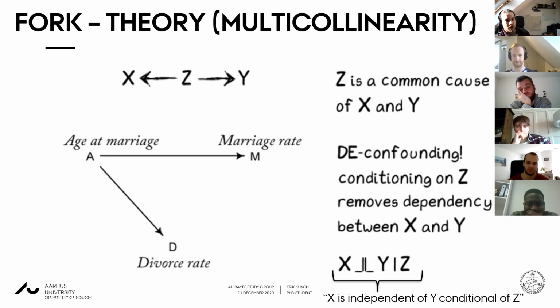Which then brings us into this mathematical notation and deconfounding. This is called a confound because of Z being a common cause of X and Y. We can deconfound this by conditioning on Z, which then removes the dependency between X and Y, which is put in place by both of them being a product of Z. In mathematical notation, we can say that X is conditionally independent of Y given Z, meaning X is independent of Y once we account for Z. And that's the whole shebang behind forks.